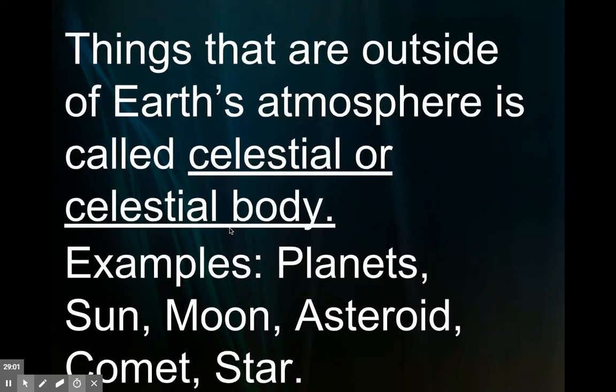Things that are outside of Earth's atmosphere are called celestial bodies. It's underlined, so that means it is a term for your definition. Examples of celestial bodies: planets, sun, moon, asteroid, comet, and star. These are just a few examples. If you find others, cool. But a celestial body is just anything outside of the atmosphere, anything that is in space.